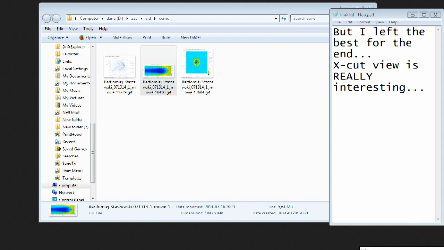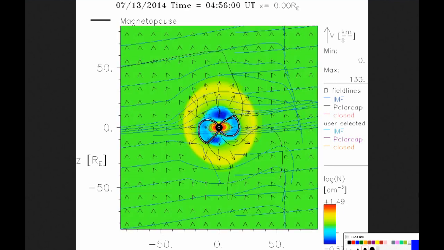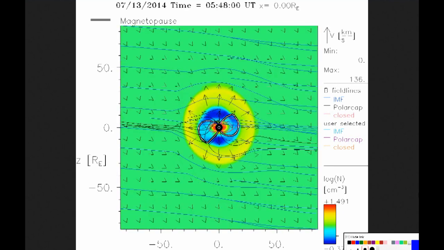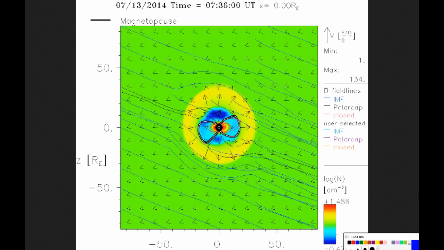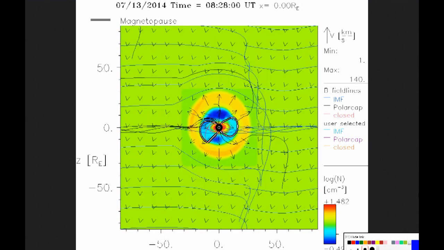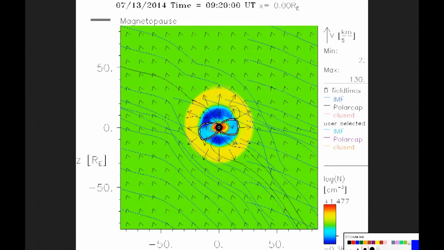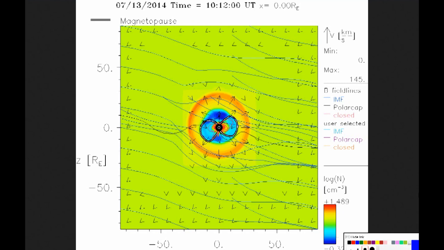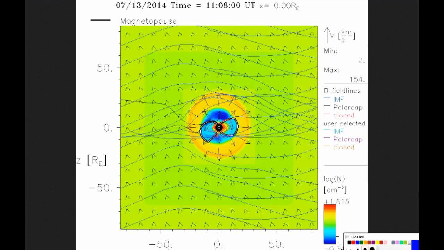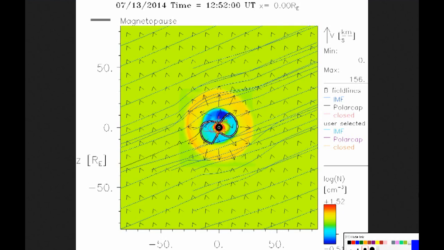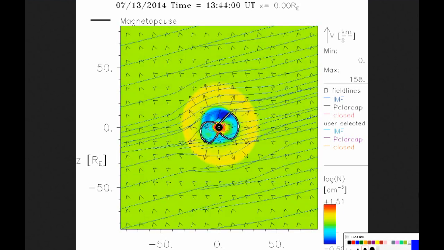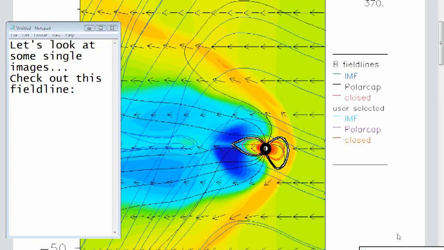But I left the best for the end. The X-cut view is really interesting. Let's look at some single images. Check out this field line.